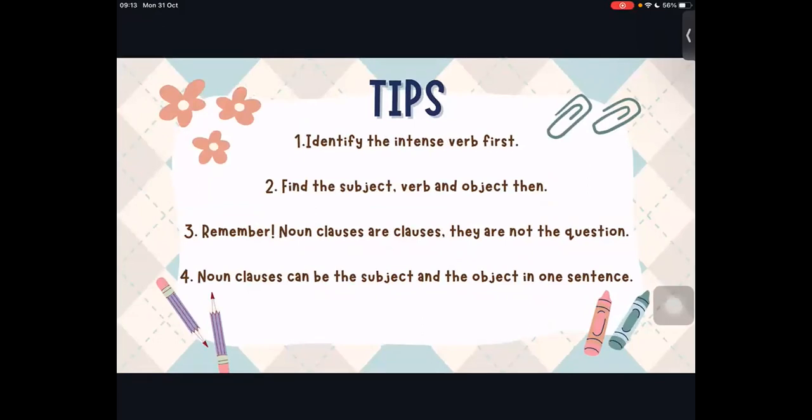And here are some important tips to help you understand noun clauses. The first one: identify the tense verb first, then find the subject, verb, and object. You should always remember noun clauses are clauses, they are not questions. Moreover, noun clauses can be the subject and the objects in one sentence. Next, Fun will give you some examples of noun clauses.